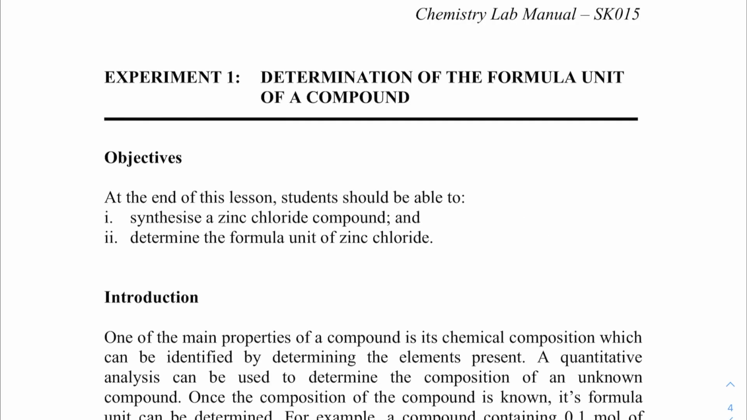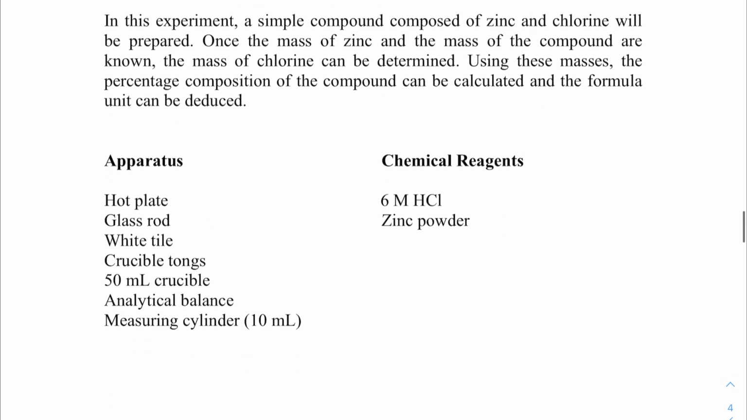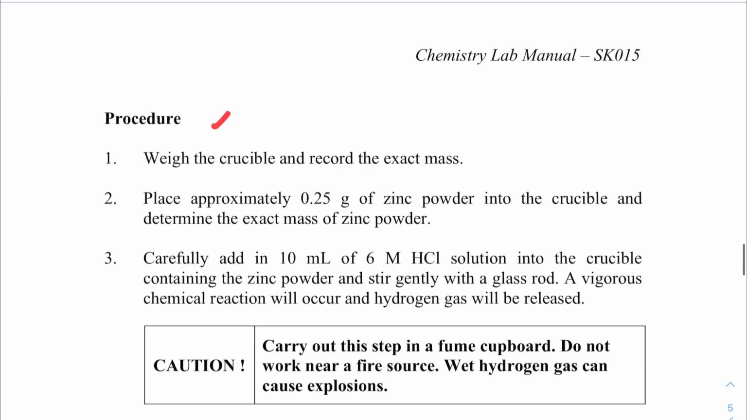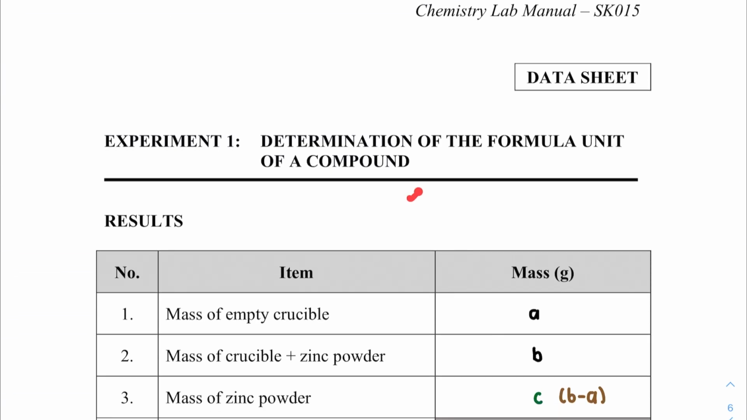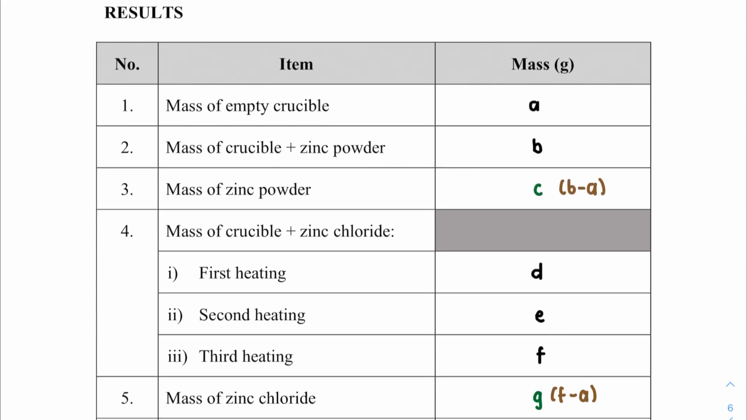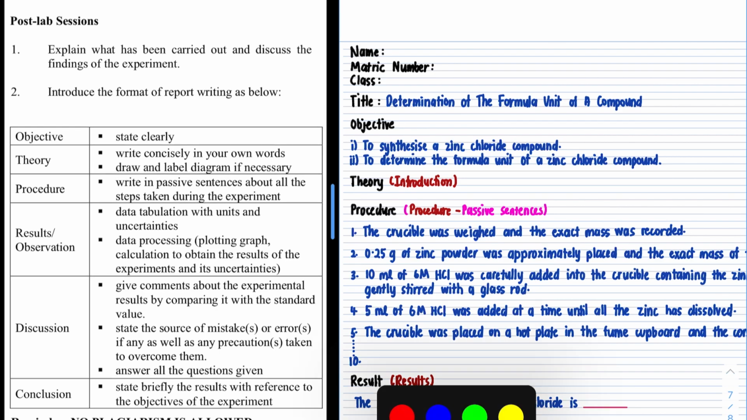For experiment 1, in your lab manual, this is what has been given to you: the objective, the introduction, the apparatus and chemical reagents, then your procedure, and last but not least your data sheet, where the table is. You have to use it to record all the data during the experiment itself. So how do we write down the lab report? In the lab report itself, what you need to have is your objective, theory, procedure, etc.